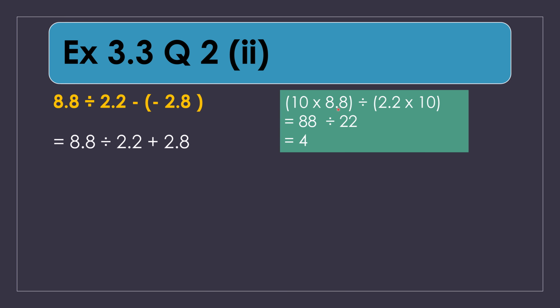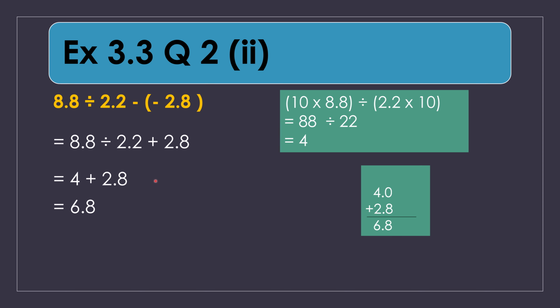10. When 8.8 is multiplied by 10, it becomes 88. And when 2.2 is multiplied by 10, it becomes 22. Now the decimals have been removed and our answer is 4. It means the next step is 4 plus 2.8. And you all know the whole part is added to the whole part and the fractional part is added to the fractional part. So we will add them like this: 4.0 plus 2.8, and our answer is 6.8. So 6.8 is the final answer.